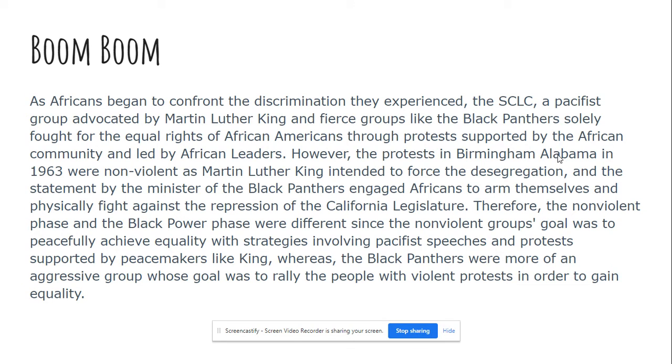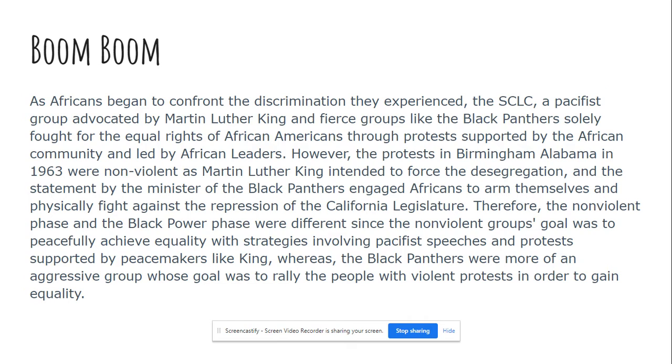Okay, so let's see their why, their answer to the prompt. And notice that they do a good job going into detail here. This could stand on its own. Therefore, the nonviolent phase and the Black Power phase were different since the nonviolent group's goal was to peacefully achieve equality with strategies involving pacifist speeches and protests supported by peacemakers like King, whereas the Black Panthers are more of an aggressive group whose goal was to rally the people with violent protests in order to gain equality.